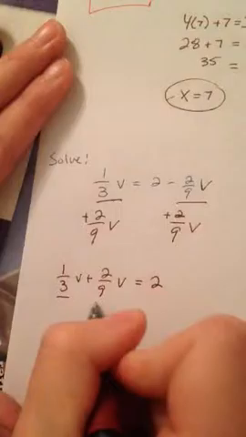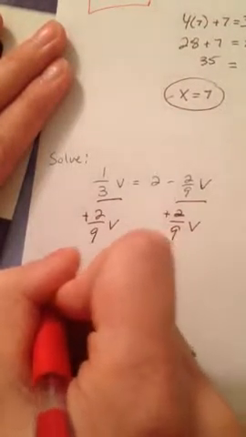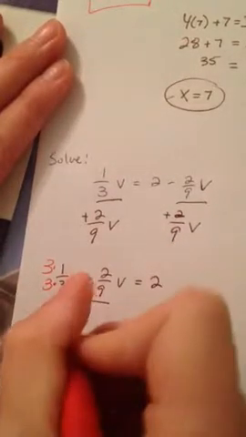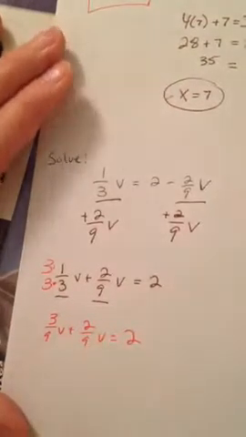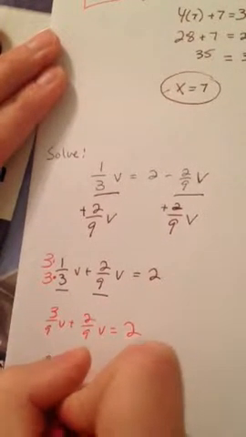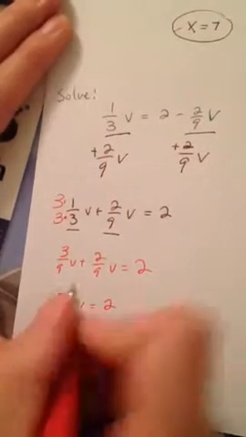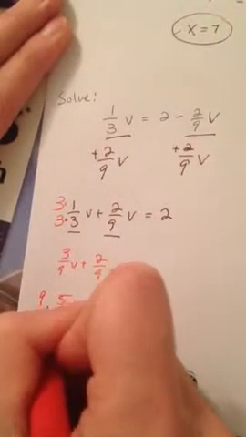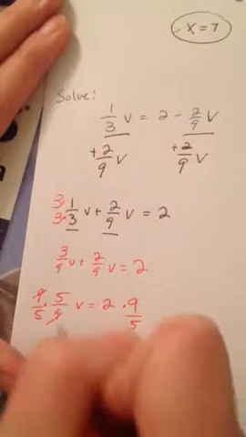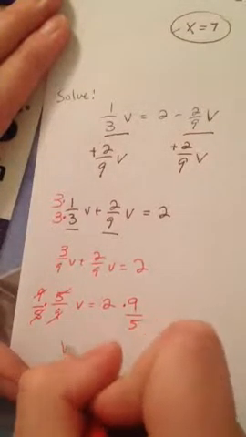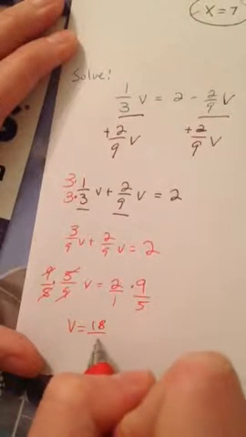And now I notice that I need a common denominator. So my common denominator will be 9. So I need to multiply this top and bottom by 3. So I get 3/9 v plus 2/9 v equals 2. And so I get 5/9 v equals 2. So now I'm going to multiply both sides by the reciprocal. Because now 9 and 9 cancel to be 1, and 5 and 5 cancel to be 1. So I get v equals, this is multiplication, 2 times 9 is 18 over 5.